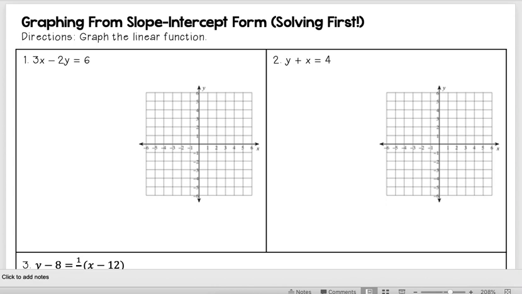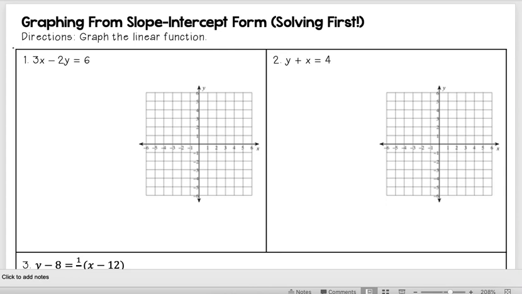Video, we are still going to be graphing these, but now we actually have to solve these first. So looking at this first one, I see this is actually in standard form. So I could actually graph this using intercepts. If you remember, we set x equal to 0 and y equal to 0, plot those intercepts and draw a line through them. You could technically do that with this one, but I want you to actually solve this first and then graph it from slope-intercept form.